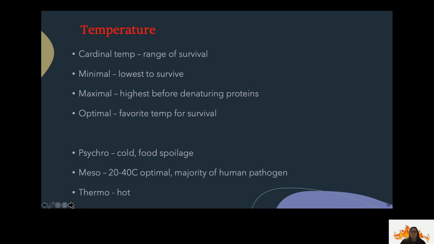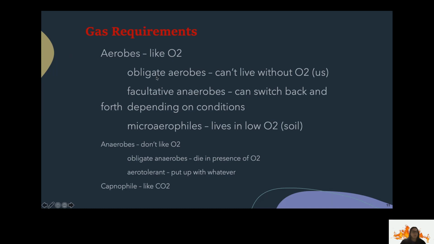Now, temperature is one growth requirement, but another type of growth requirement is definitely what type of respiratory gases are present. Aerobes like oxygen, and there are aerobes that are obligate aerobes. They can't live without oxygen, kind of like you and me. There are facultative anaerobes. These guys have the ability to switch back and forth depending upon the conditions. There are ones known as microaerophiles. They do like a little bit of oxygen. So these guys are like ones we'll find within about an inch of the top soil layer.